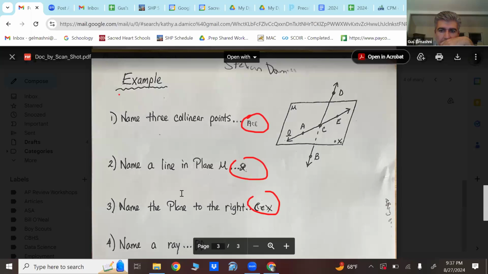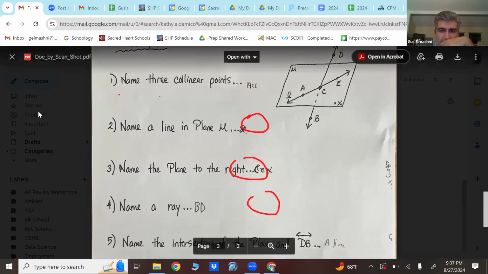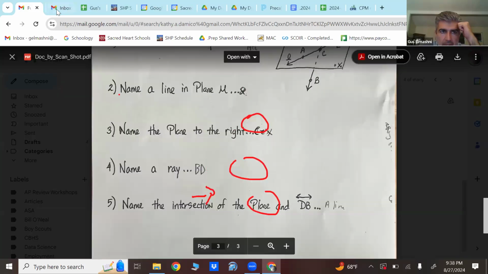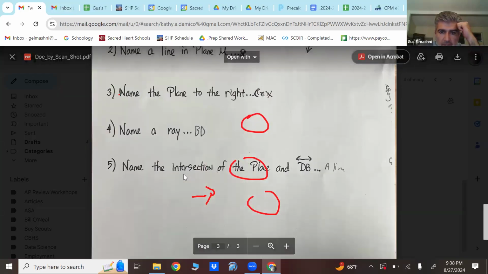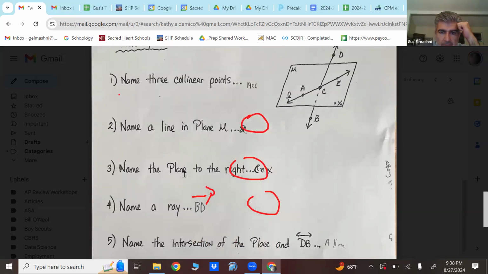Name a ray. You just draw it like this, starting at B going towards D. Yeah, that works. Okay. What was that? Name the intersection of the plane and line DB. That'd actually just be point C, because the line is going through the plane. It's not sitting on it. If it's sitting on it, you can just say the line itself. So it's point C.